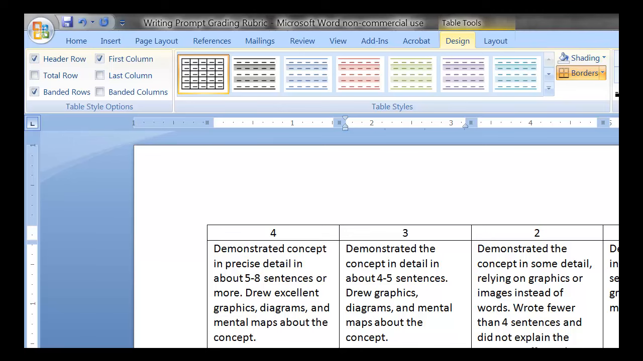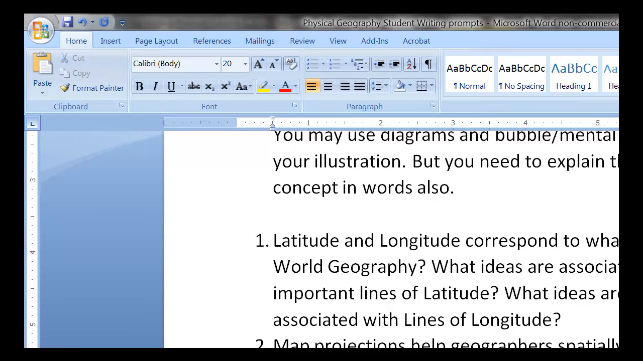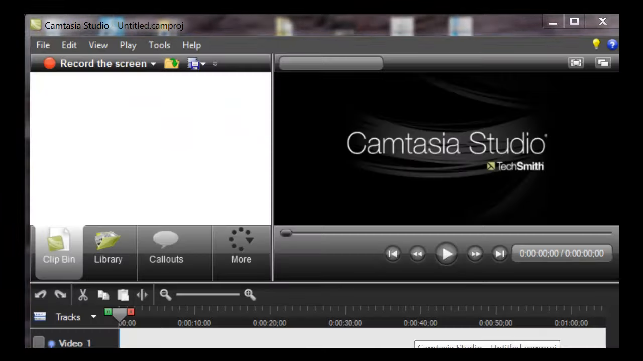Alright, so now let's go ahead and take a look at your first question. Your first question is 1. Latitude and longitude correspond to what theme of world geography? What ideas are associated with important lines of latitude? And what ideas are associated with lines of longitude? So this very important concept that you guys have already been exposed to is a part of one of the 5 themes of world geography.